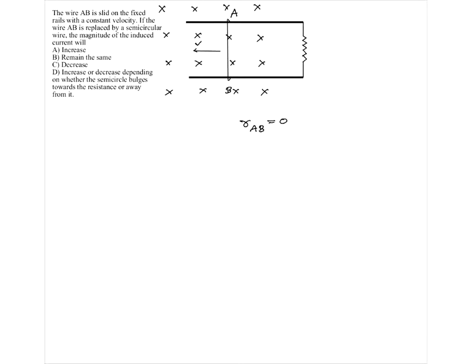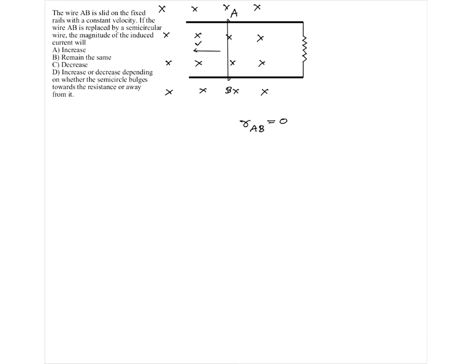Next, the wire AB is slid on the fixed rails with a constant velocity. If the wire AB is replaced by a semicircular wire, the magnitude of the induced current will increase, remain the same, decrease, or increase or decrease depending on whether the semicircle bulges towards the resistance or away from it.